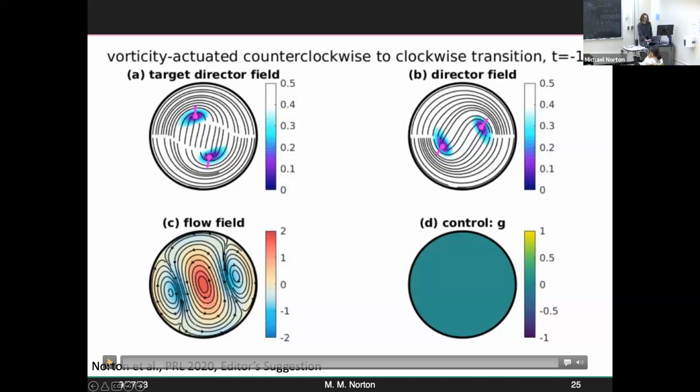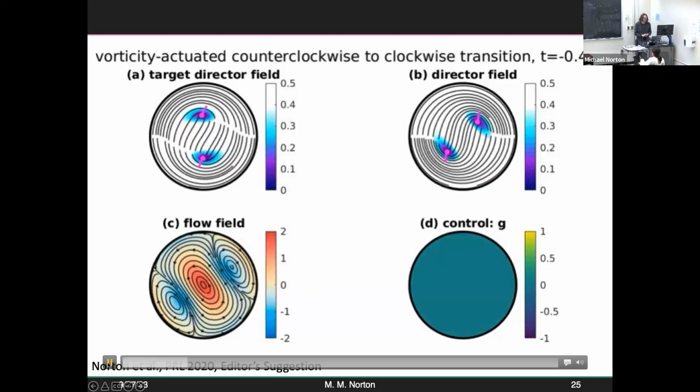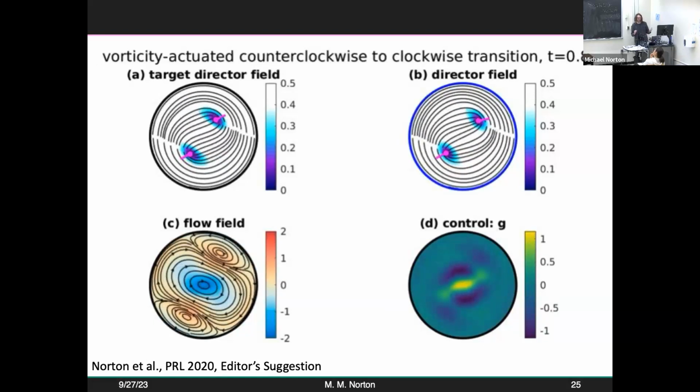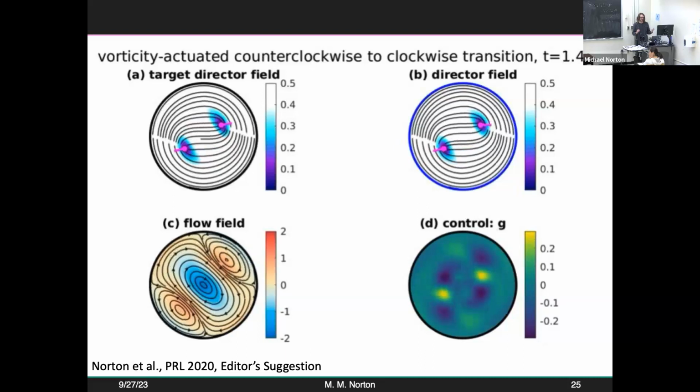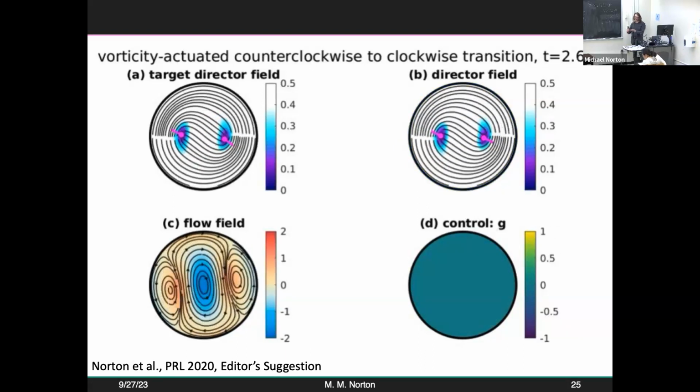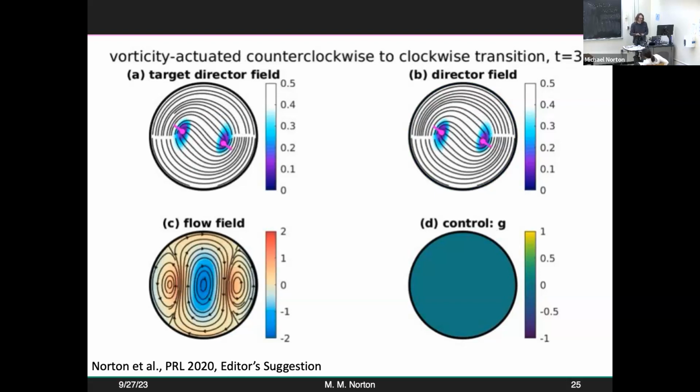Yeah, I don't know, it works. And it kind of makes sense that it does, right? We use optimal control, but I think you can actually apply pretty naive guesses about what the vorticity field needs to be to get it to flip attractors.